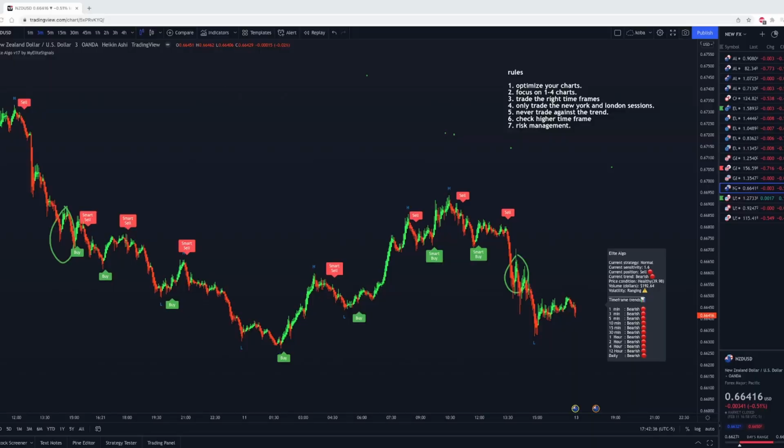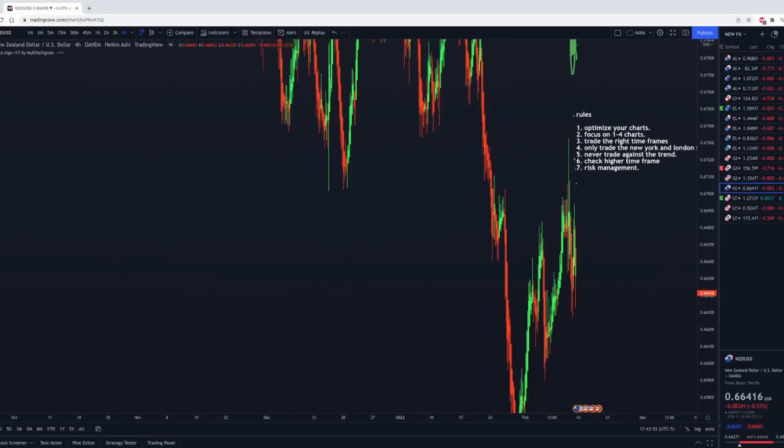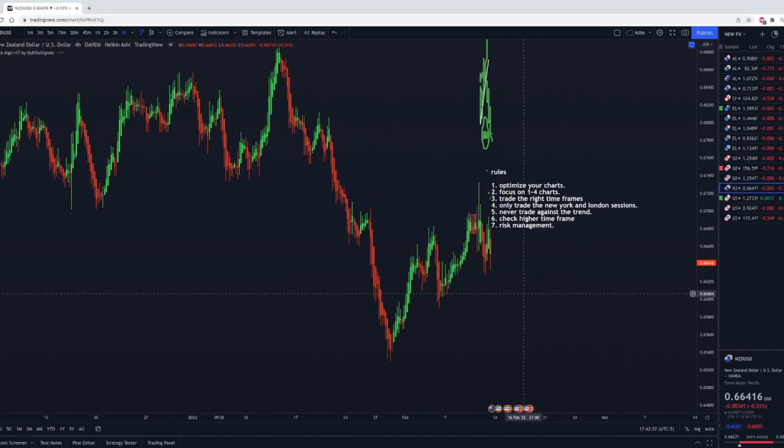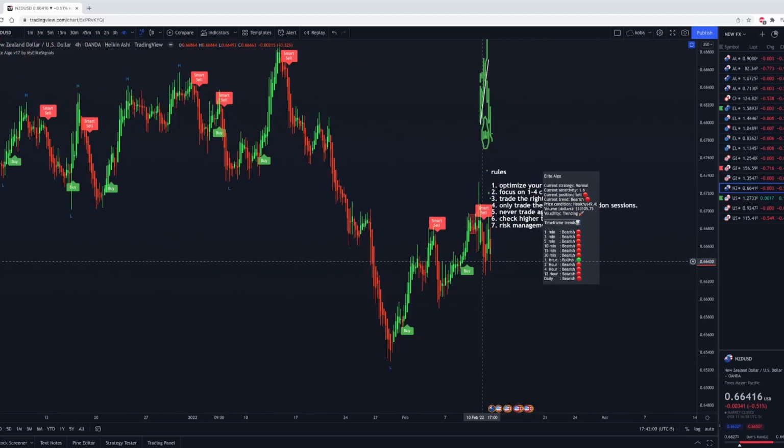Rule number 6, guys, check your higher time frames. Now, what do I mean by this? Okay, so we are scalping on the 3-minute time frame right now, and we want to check the higher time frames. Now, a higher time frame could be like the 4-hour, 3-hour, the daily, the 1 hour. Me personally, I like to look at the 4-hour. So what we do here is we go to the 4-hour chart, and we simply want to see on EliteAlgo, is the 4-hour chart right now in a sell or is it in a buy, right? So we can see right now the current position for the 4-hour chart is a sell.